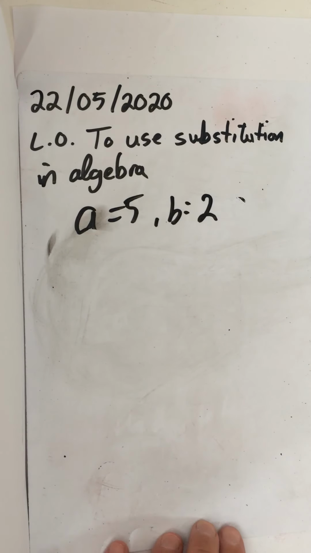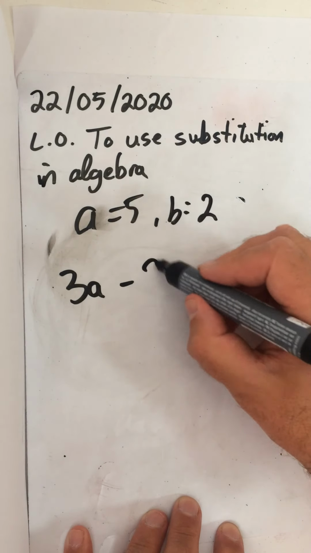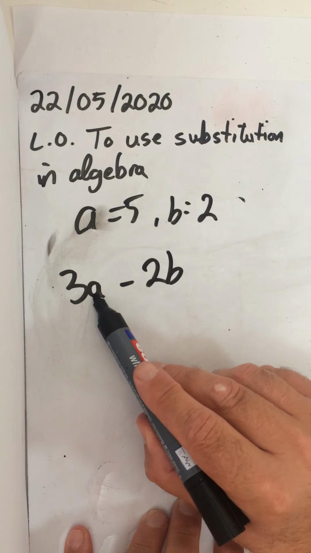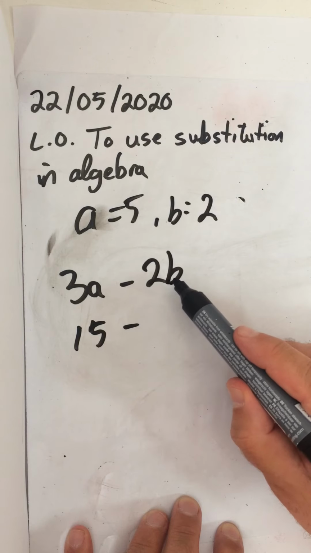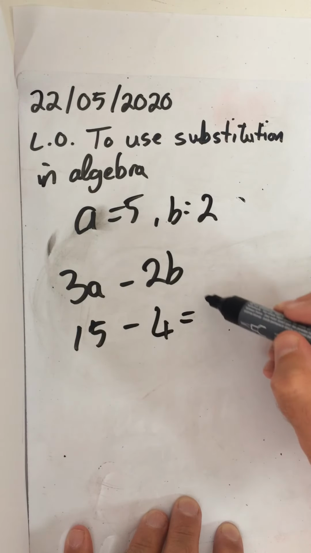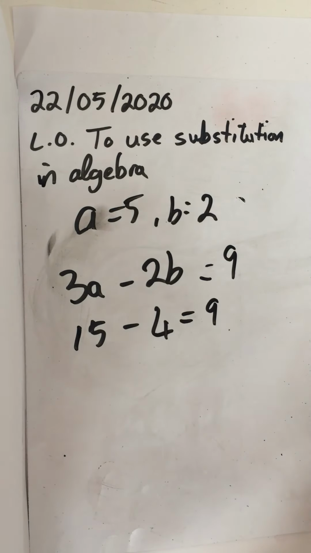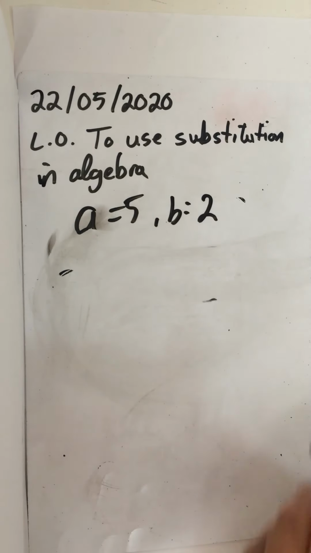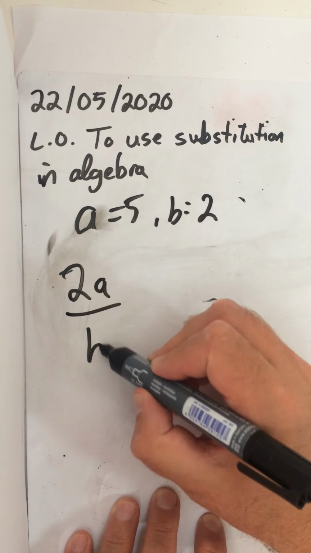Right. You can have 3A minus 2B. 3A is 3 times 5, which is 15. Take away 2 times B, and 2 times 2 is 4. 15 take away 4 is 9. So 3A take away 2B is 9. Hopefully we're getting the idea of this. You're just substituting them.